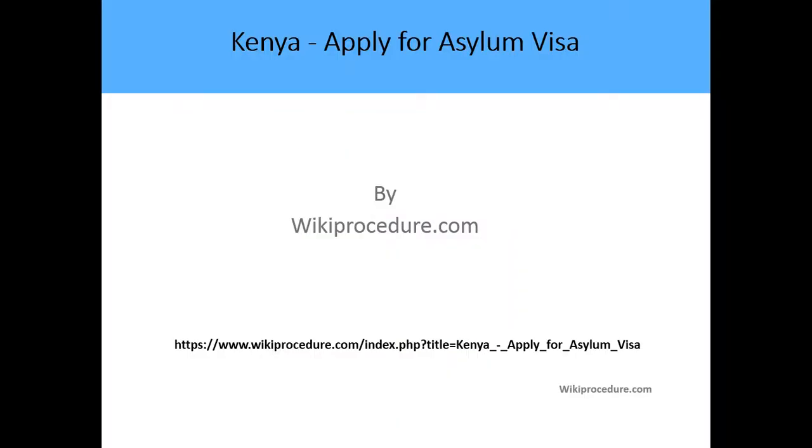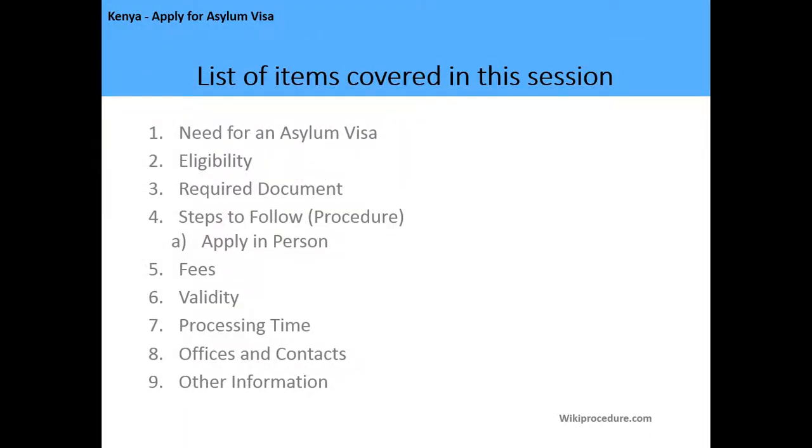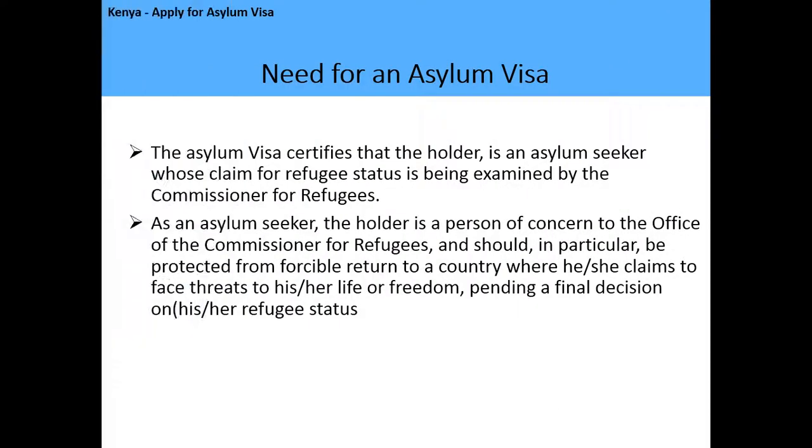The list of items we are going to cover in this session include the need for an asylum visa, the eligibility criteria, the required documents, steps to follow in making the applications, the fees applicable, validity period, processing time, office location and contact information, and any other information that may give us more insight on how to apply for this asylum visa or pass in Kenya. So welcome to our presentation today, which is brought to you by wikiprocedure.com.